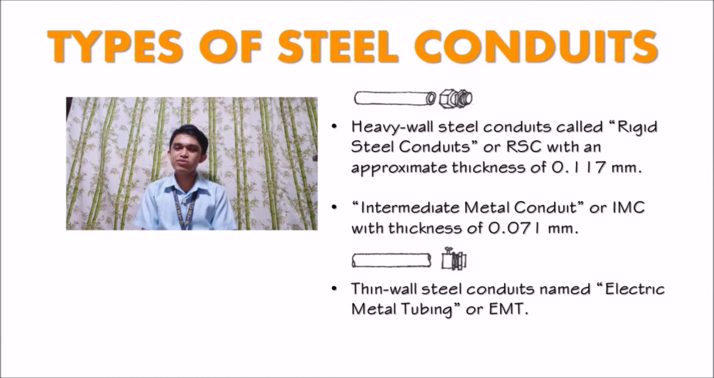The heavy wall steel conduits called rigid steel conduits or RSC with an approximate thickness of 0.117 millimeters. The intermediate metal conduit or IMC with thickness of 0.071 millimeters. And lastly, the thin wall steel conduits named electrical metallic tubing or EMT.